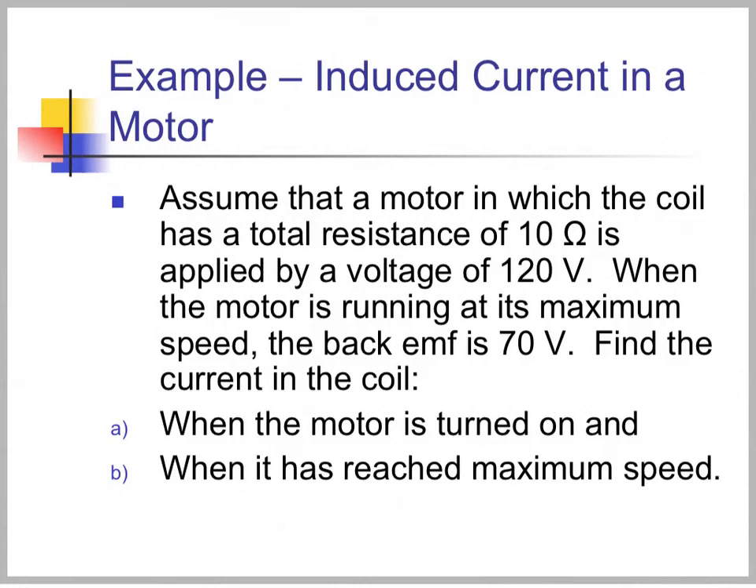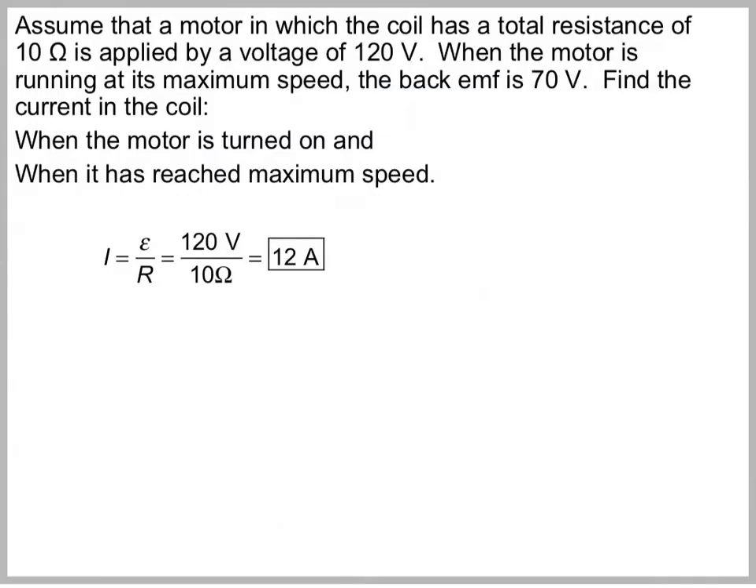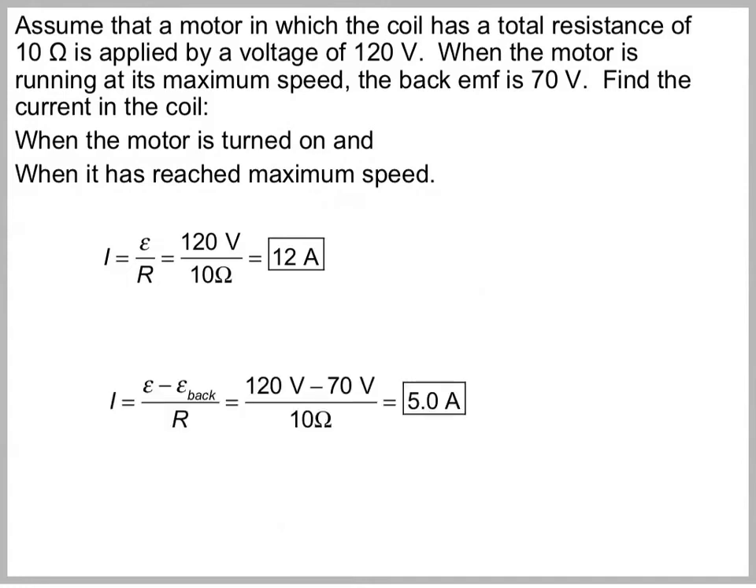So, when it turns on, the EMF is 120 volts. We divide that by 10 ohms, and we get 12 amps. Now, when we rotate it at the maximum speed, the current through it is the applied voltage minus the back EMF, over R. So it's 120 minus 70, over 10 ohms, and you get 5 amps. So when the motor is first turned on, we get a much larger current flowing through it than we do after it's running at its maximum speed.